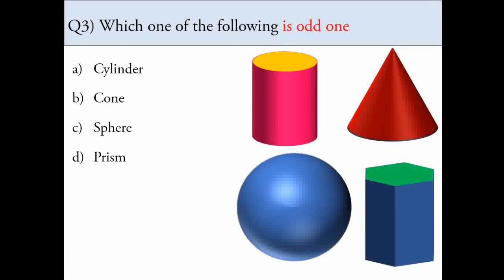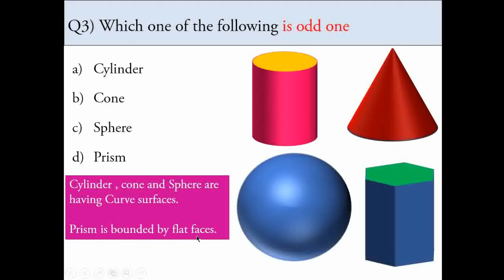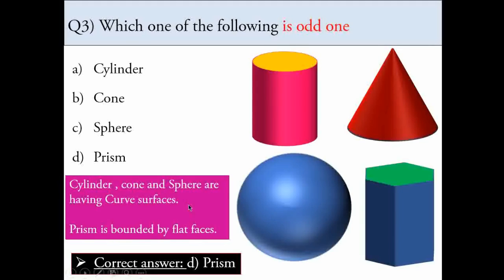Okay, so the prism, the fourth one, if you observe, is a polyhedron, it has flat surfaces. It is bounded by flat surfaces, that's why the prism is the odd one among these four options. So the correct answer for this is option D, prism. Once again you can observe here, cylinder, cone and sphere have curved surfaces, and the prism is bounded by flat faces. That is a key point to differentiate between them.